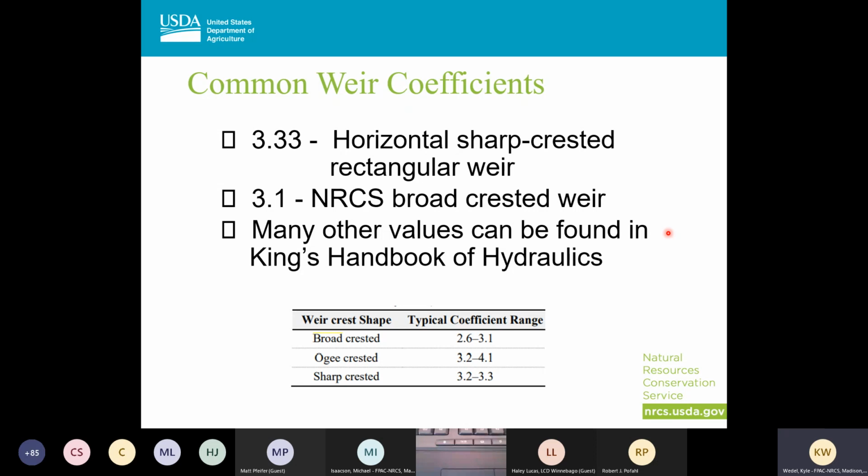So there are common weir flow coefficients. For horizontal sharp-crested weirs, we use a 3.33 weir coefficient. When we have broad-crested weirs, we're going to use a 3.1. There are many values that can be used. These can be found in King's Handbook of Hydraulics. And down below, you'll see typical values that a program like HEC-RAS would use for weir coefficients, and notice that we tend to use the upper end of the range.